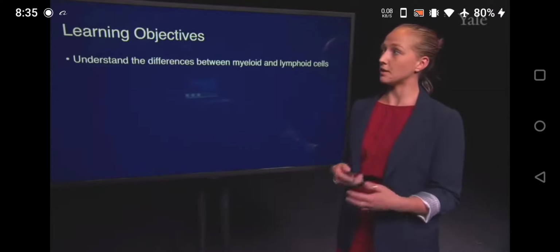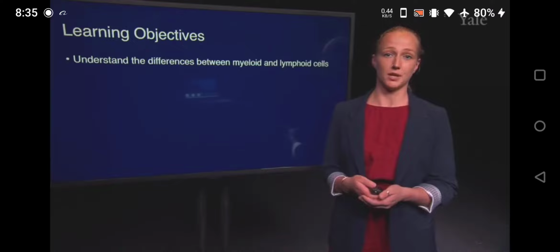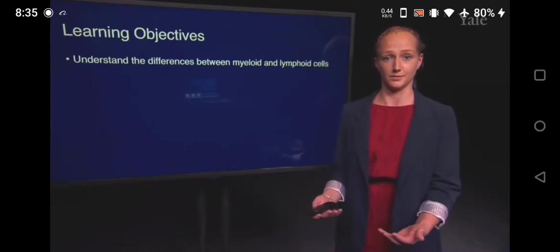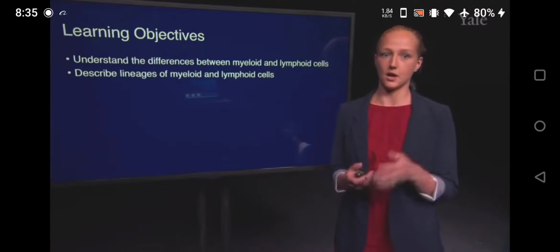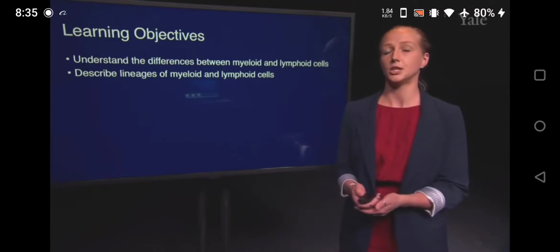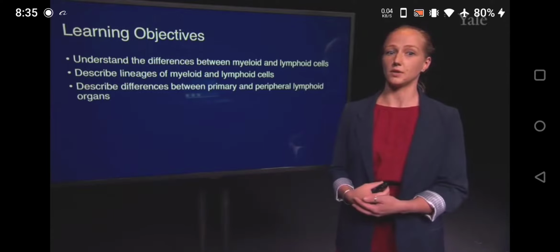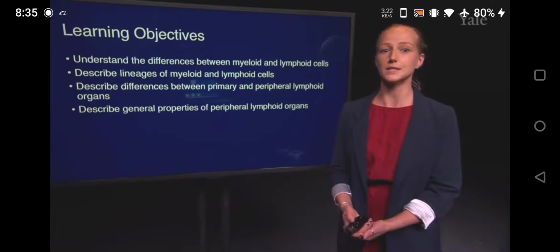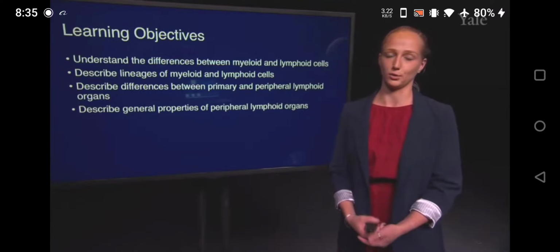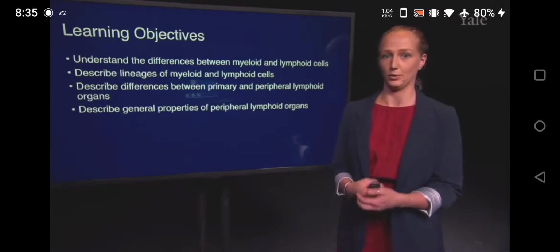Today, our main learning objectives will be to understand the major differences between myeloid and lymphoid cells, as well as being able to describe the lineages of myeloid and lymphoid cells. We'll be following this discussion with major differences of primary and peripheral lymphoid organs, and then we'll be talking about the general properties of peripheral lymphoid organs.